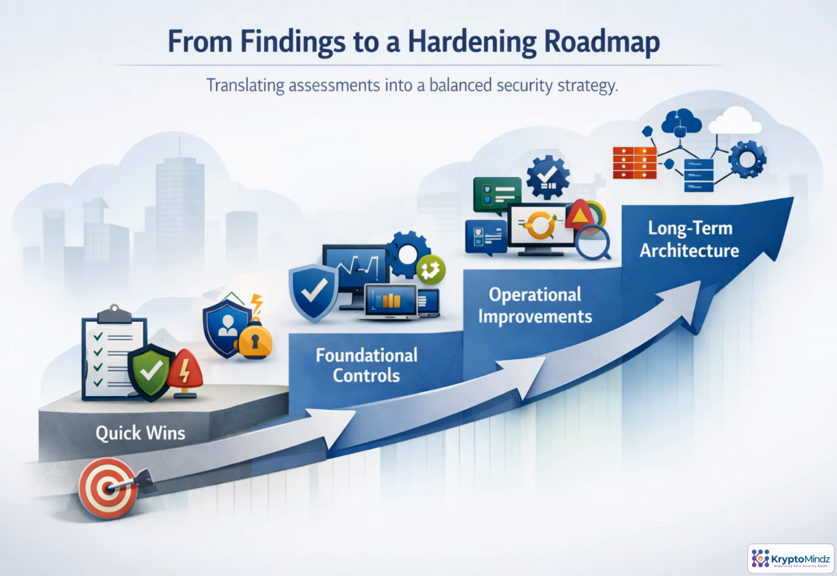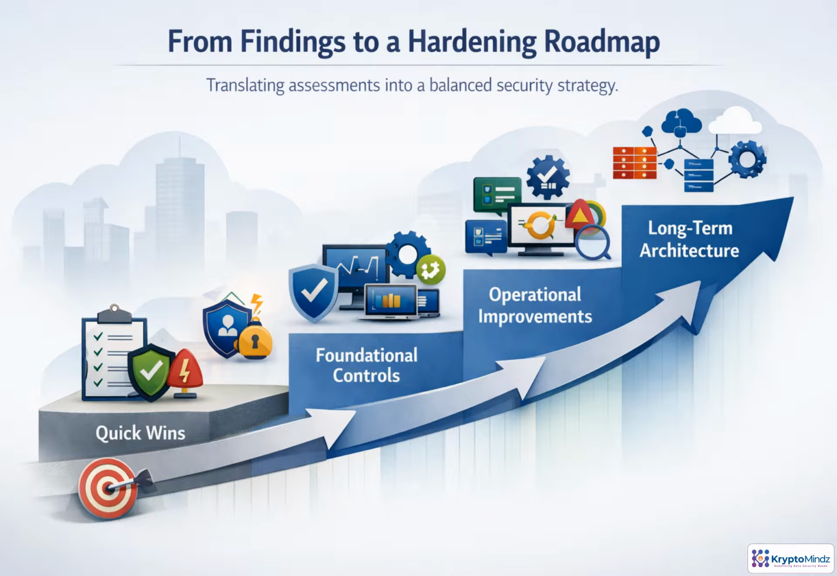Findings create value only when they become a sequenced plan. Start with quick wins, changes that are low effort but reduce real risk, such as blocking legacy authentication or tuning critical alerts. Then move into foundational controls, including identity governance, privileged access, device compliance, Defender baselines, and logging.